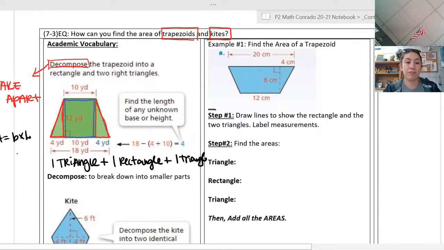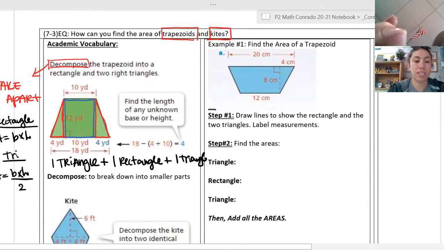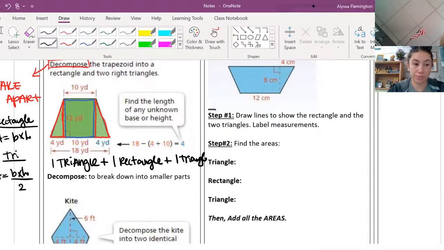Let's remember that the area formula for a rectangle is base times height, and the area formula for a triangle is 1/2 base times height, or base times height divided by 2.